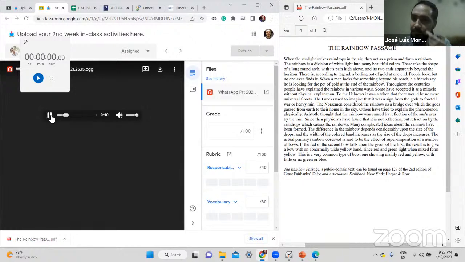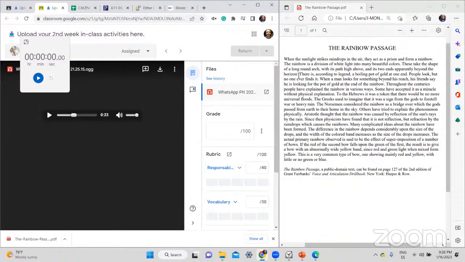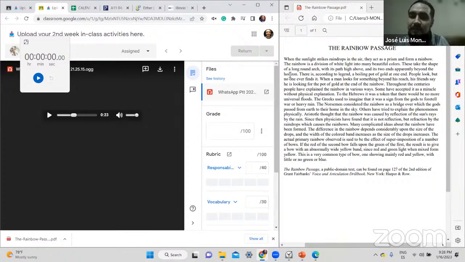Form a rainbow. The rainbow is a division of white light into many beautiful colors. These take the shape of a long round arc with its path above and its two ends apparently beyond the horizon. Good. And this one is going to be E, like beyond. And the stress over there, beyond, and horizon. Let's repeat those two, please, Michaela. Beyond and horizon. Beyond, right. Horizon. Good.